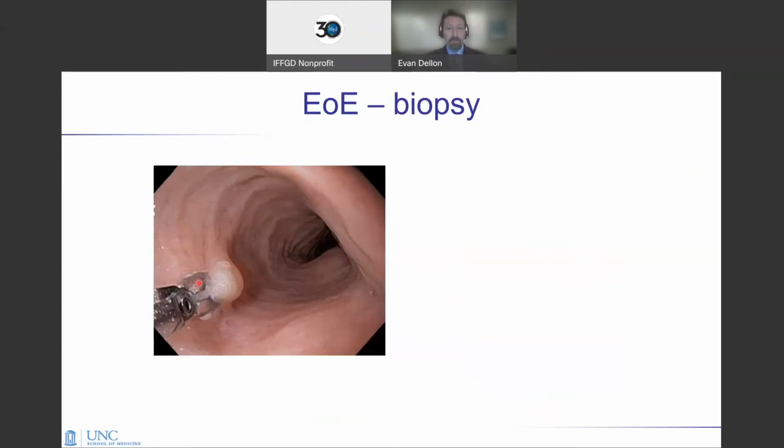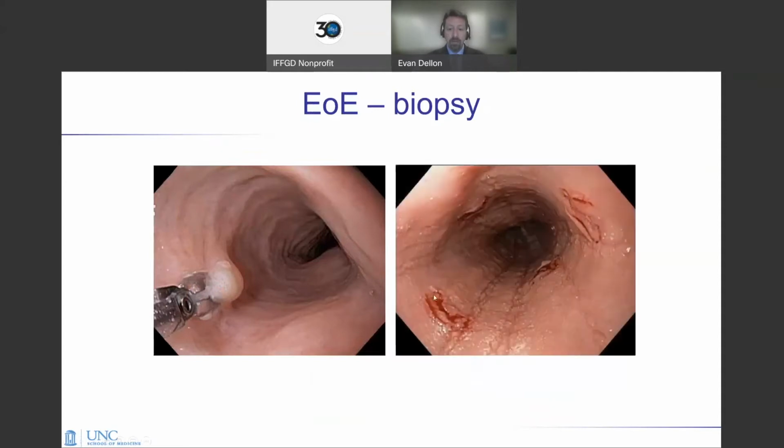This is a small biopsy forceps that's advanced through the scope. It takes a small piece of tissue and just leaves a little indentation here where the biopsies were taken in this patient with EOE. And you can see that these are very small, just a millimeter or two in size, and they heal quite quickly.